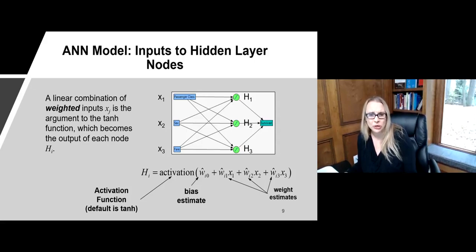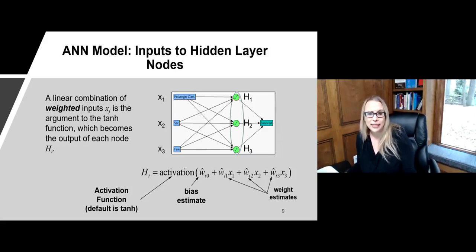When I come up with a prediction, or h_i over here, we can use the activation function, which by default should be the tanh, and then we use our bias estimate portion so that we can have our weight estimates for each of our x values. So again, each of these nodes are comprised of each of these 3 different predictor variables that are weighted differently. And so in this case, we have 3 nodes, and we are coming up with these 3 over here.